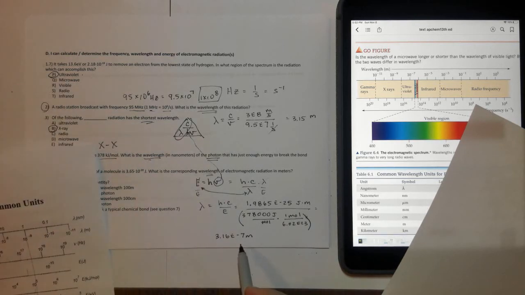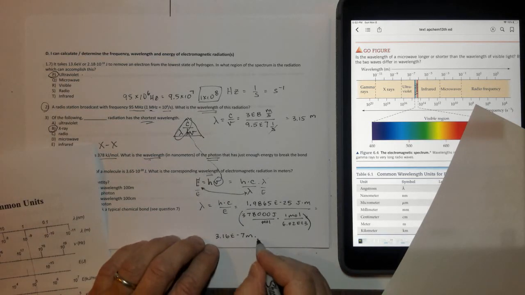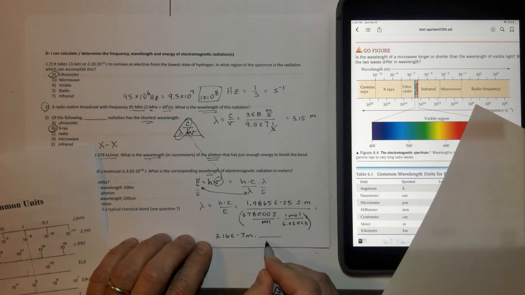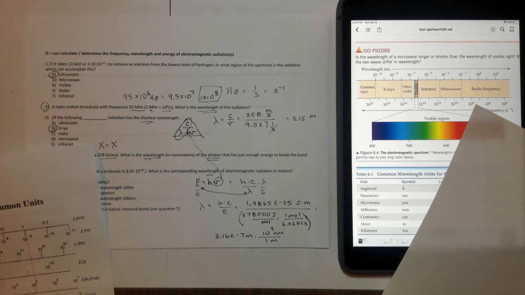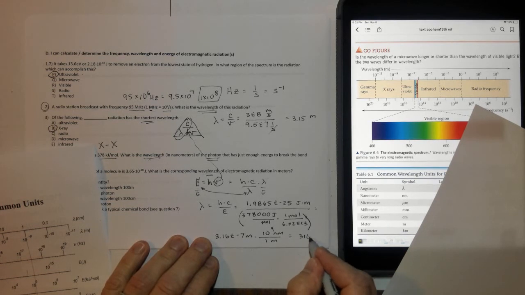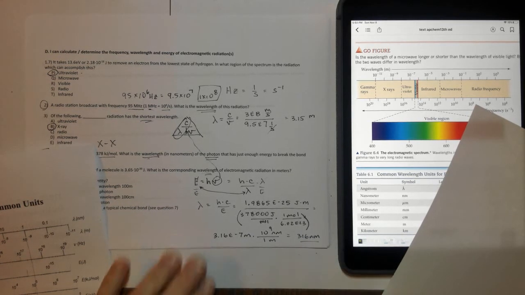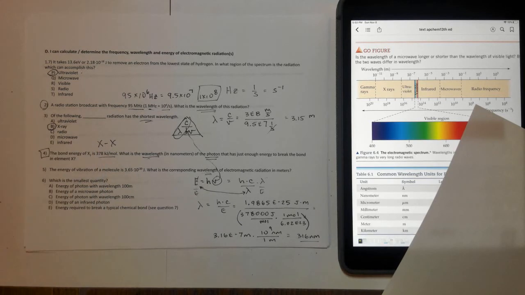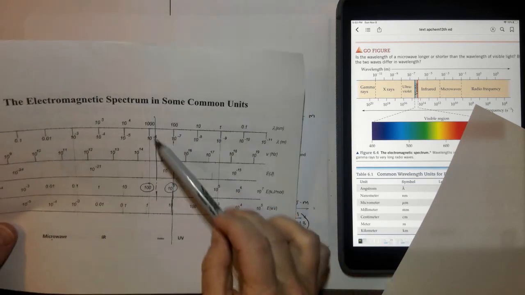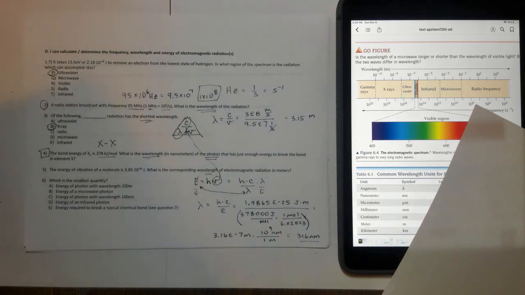And then to go from meters to nanometers, remember that there are in 1 meter 10 to the 9th nanometers, so multiplying it by 10 to the 9th, add those exponents, you get 10 to the 2nd, so it would be about 316 nanometers or so. Most of these types of questions, you can just get an approximate answer right here, and it will be absolutely fine. But I did the math as well.